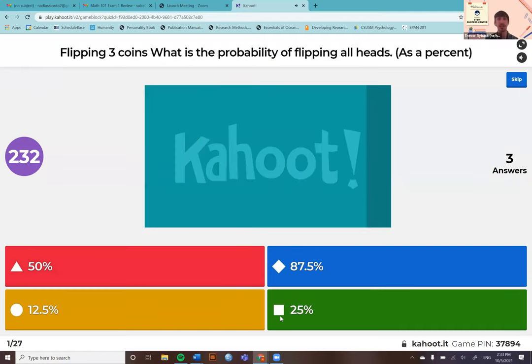First question, flipping three coins. What is the probability of flipping all heads as a percent? Kind of a two-part question here.